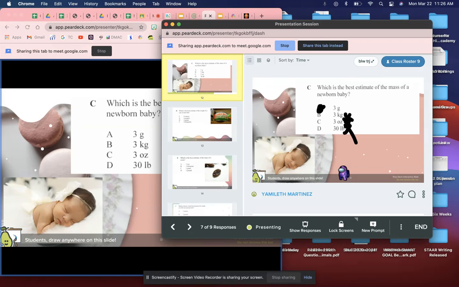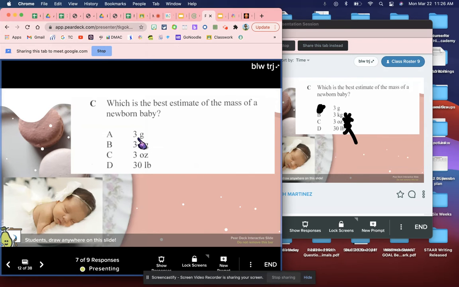So look at letter A. Can we measure the baby with 3 grams? What are grams? Paper clips. Does a baby weigh 3 paper clips? No. Está bien, ¿cómo se dice? No pesa nada, ¿verdad? 3 paper clips, that's too little.